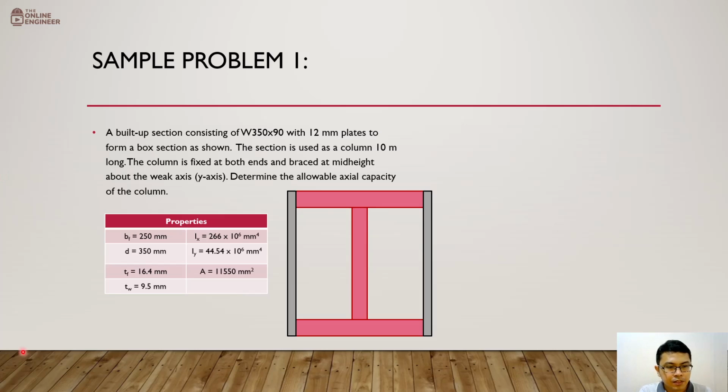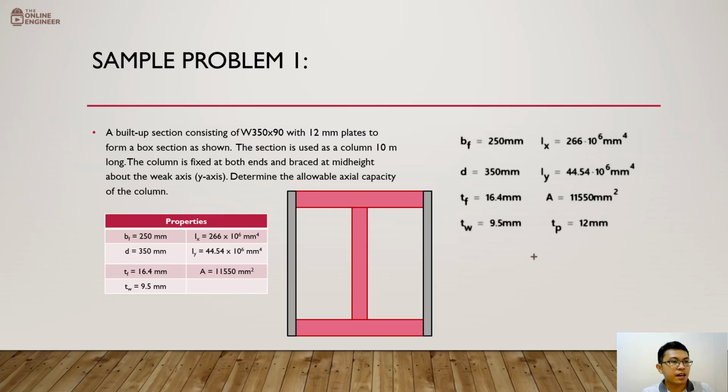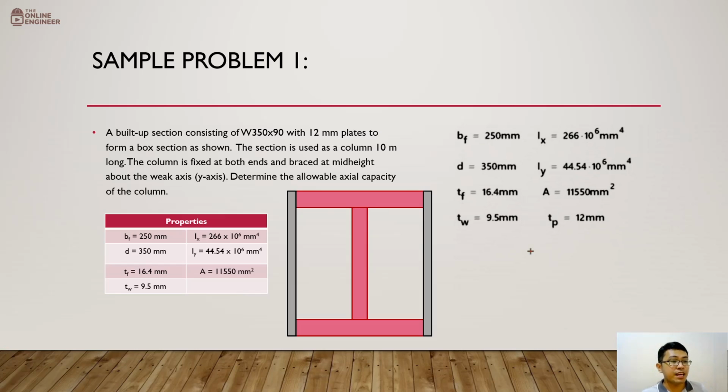All right. So let's now consider the solution to this problem. Okay, so I have here the givens that we have, as we could see from our table down below in properties. So I just have it there. We have the flange width, we have IX, we have the depth of our section, as well as IY, flange thickness, the area, TW, and TP. That's equal to 12 mm.